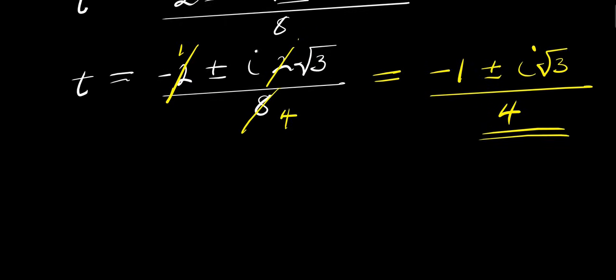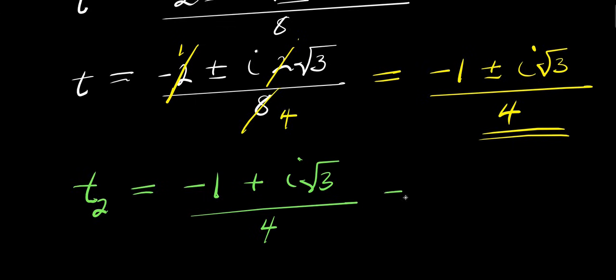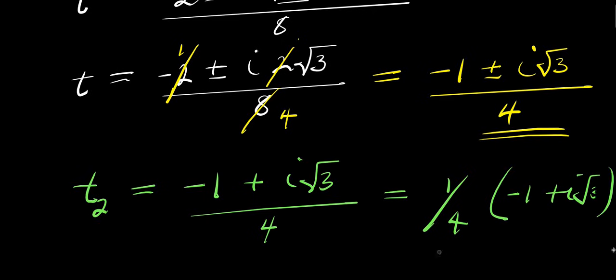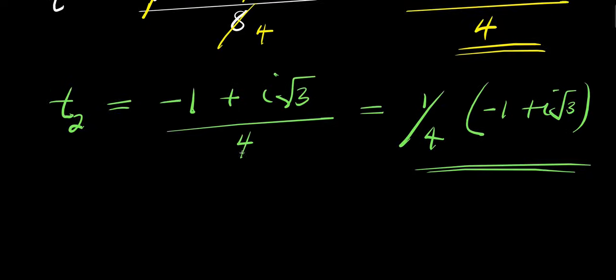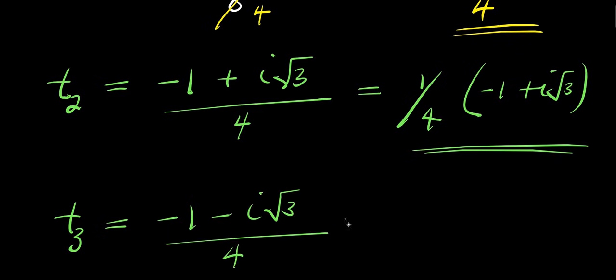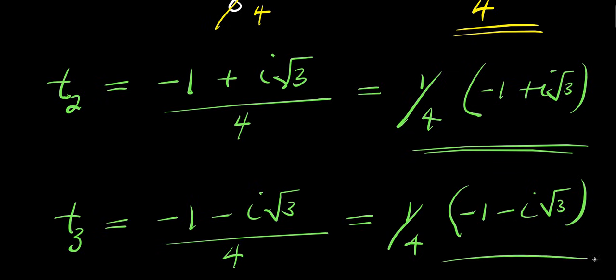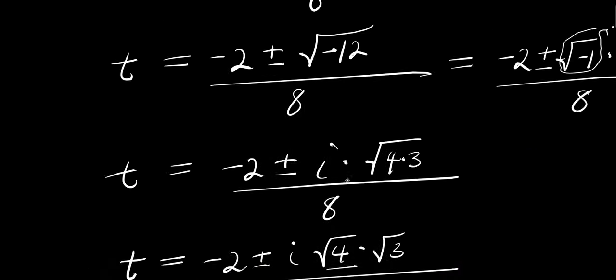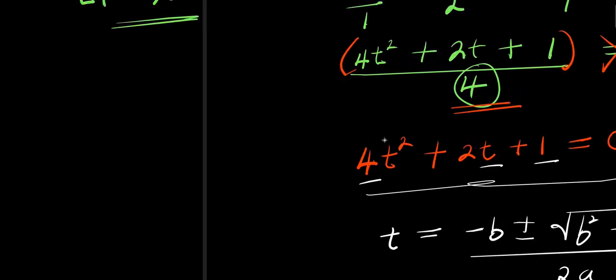We have to compare values for t. We have t2 equals negative 1 plus i root 3 divided by 4, which is the same thing as 1 over 4 of negative 1 plus i root 3. We also have t3 equals negative 1 minus i root 3 divided by 4, and this is 1 over 4 of negative 1 minus i root 3. So these are the two complex values for t. We also have one real value for t, which is t equals 1 over 2.